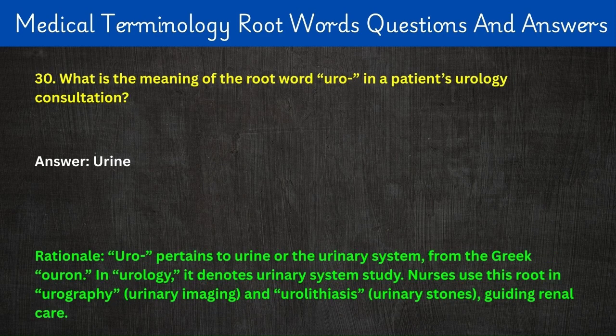30. What is the meaning of the root word uro- in a patient's urology consultation? Answer: urine. Rationale: Uro- pertains to urine or the urinary system, from the Greek ouron. In urology, it denotes urinary system study. Nurses use this root in urography, urinary imaging, and urolithiasis, urinary stones, guiding renal care.